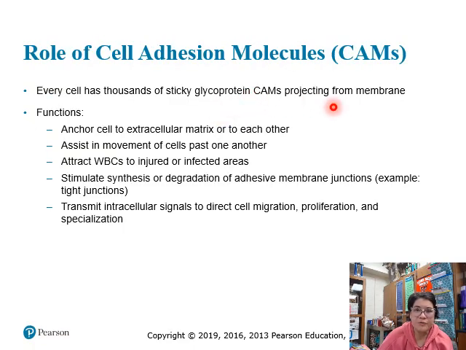Okay, so CAMs are little things that stick out. They allow the cells to anchor to extracellular matrix, to each other. They can help them slide past one another. They can bring white blood cells to injured or infected areas, help facilitate tight junctions, or cause tight junctions to form or degrade, and then they can also send signals, and the signals tell the cells what to do, because otherwise they wouldn't be able to maintain homeostasis and talk to each other. So it's pretty complicated, actually, how they communicate with each other.